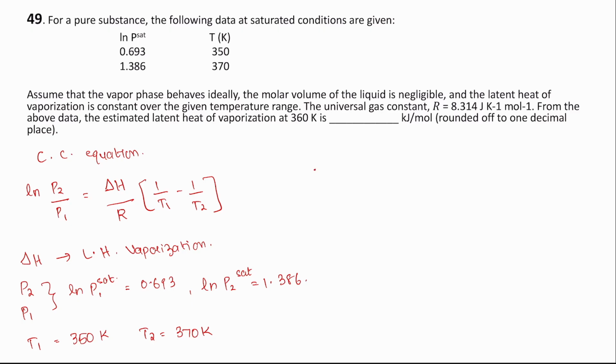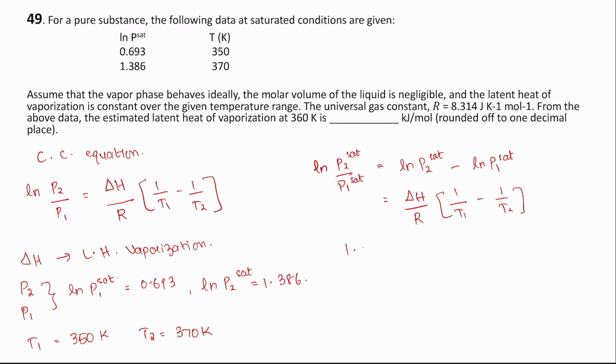So we can rewrite the Clausius-Clapeyron equation. So ln P2 by P1, or rather ln P2 saturation by P1 saturation, is equal to ln P2 saturation minus ln P1 saturation. And this is equal to the right hand side, which is delta H by R, the whole into 1 by T1 minus 1 by T2. Now we just have to substitute the values which we have.